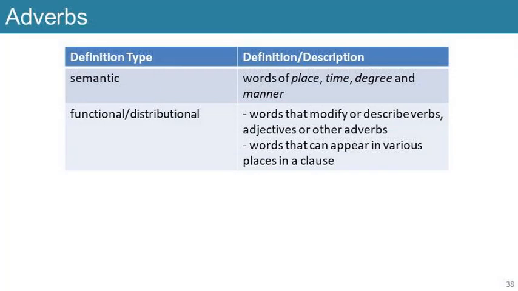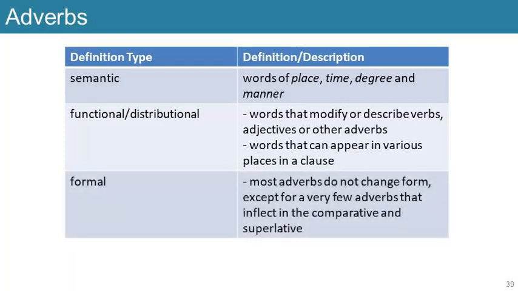Adverbs are commonly defined semantically as words of place, time, degree, and manner. Their primary function is to modify or describe verbs, adjectives, or other adverbs. In terms of distribution, they can appear in various positions in a clause in relation to the clause elements that they modify.